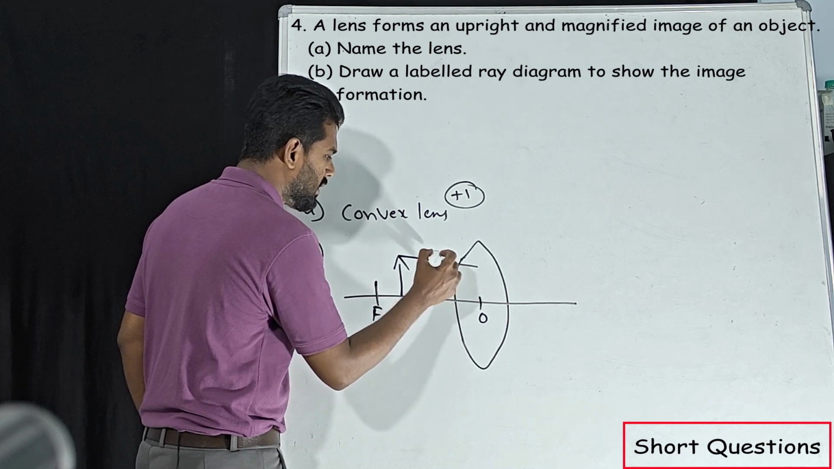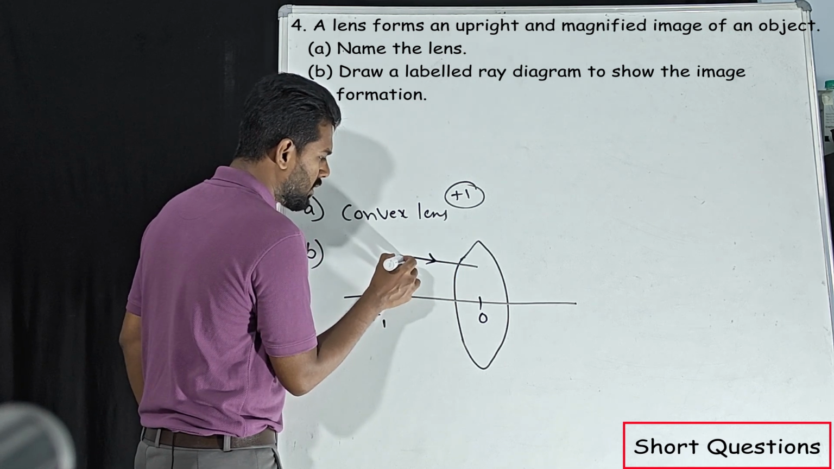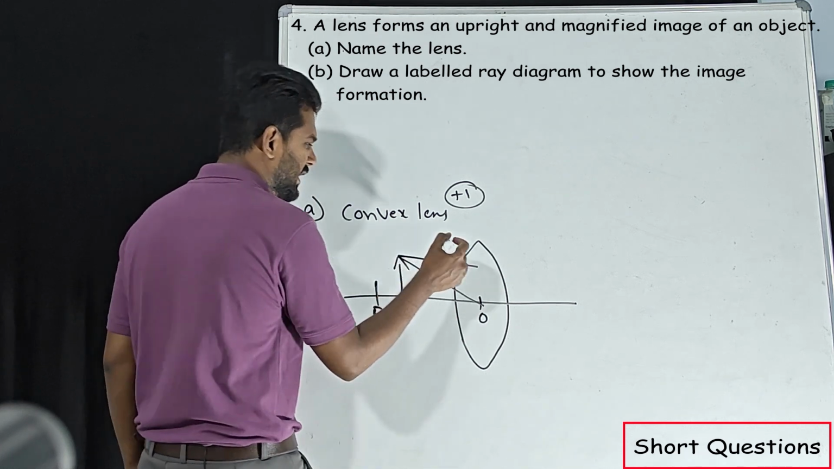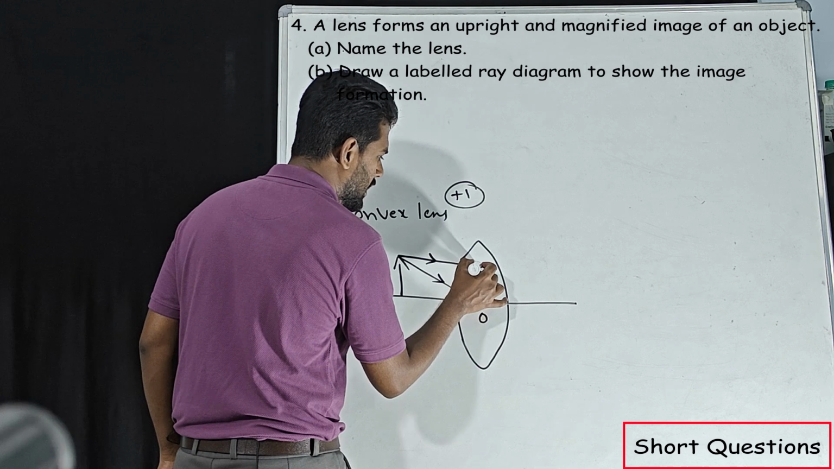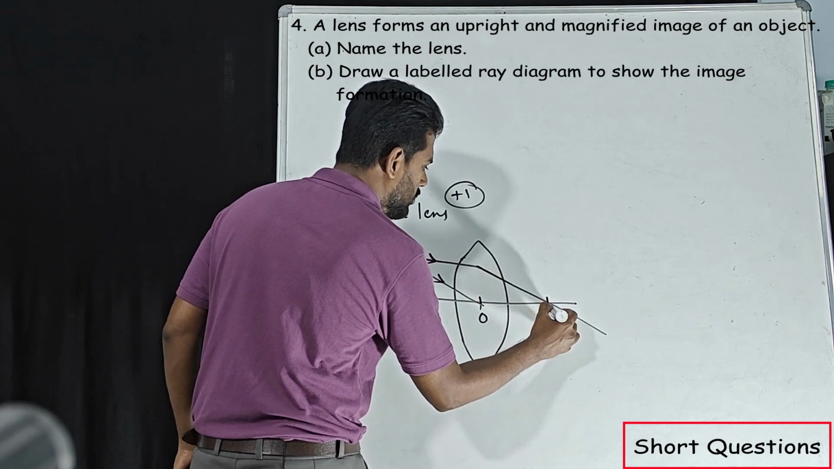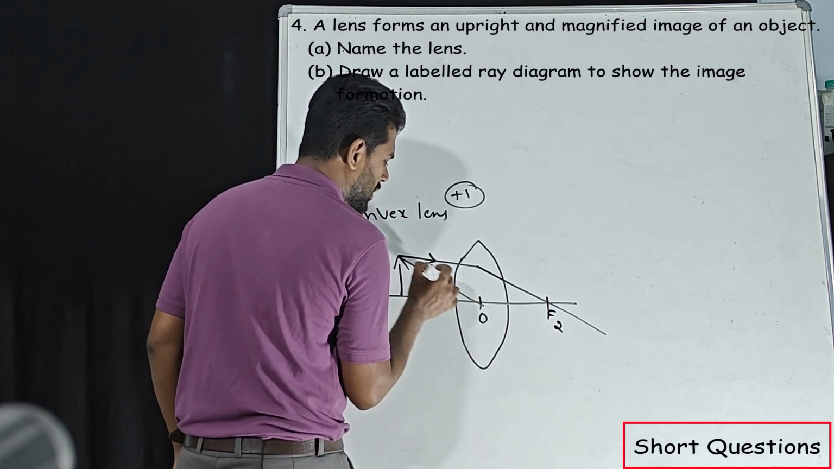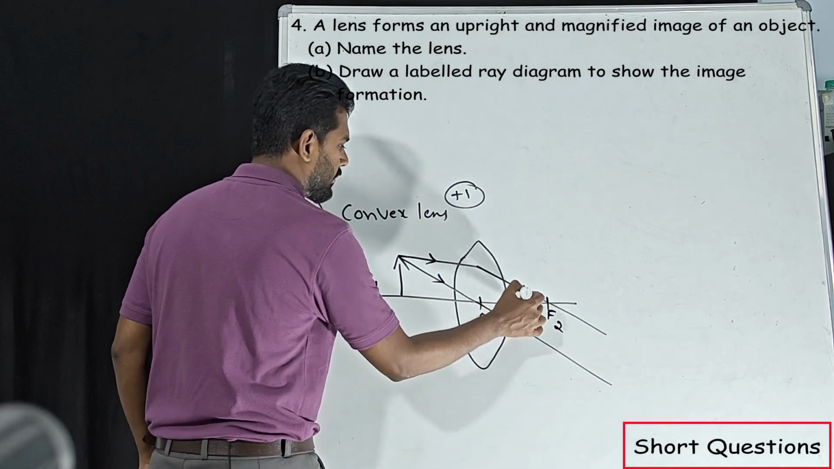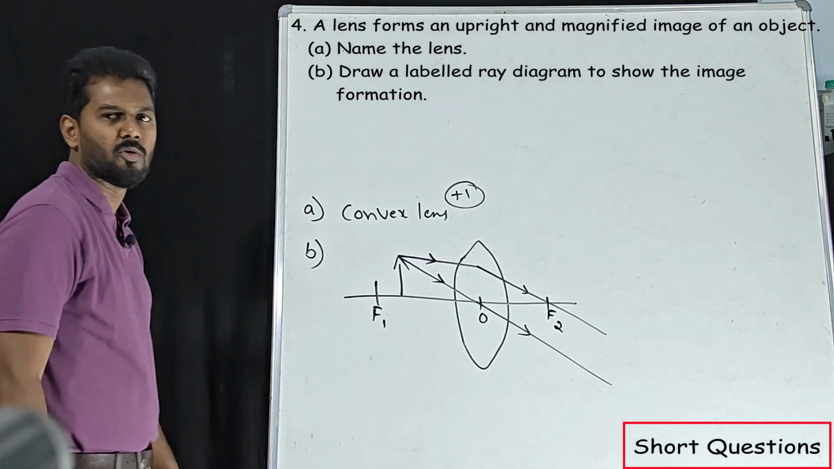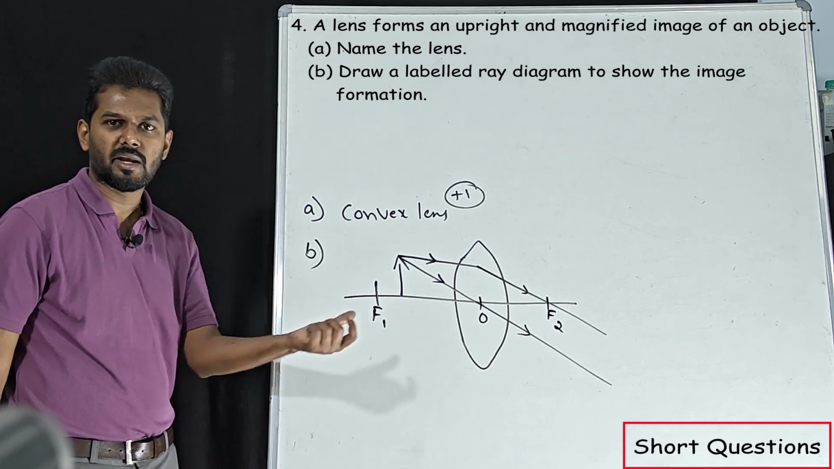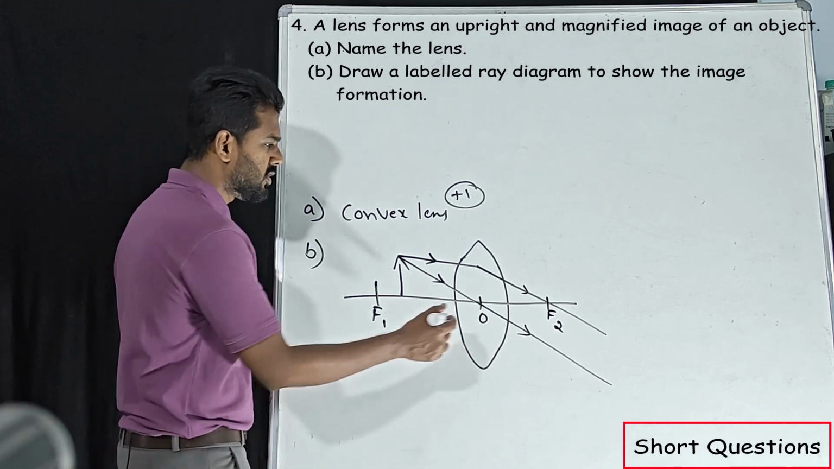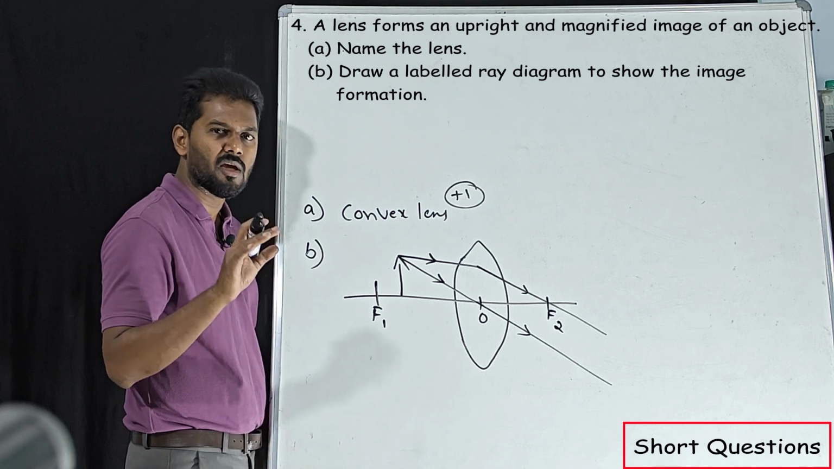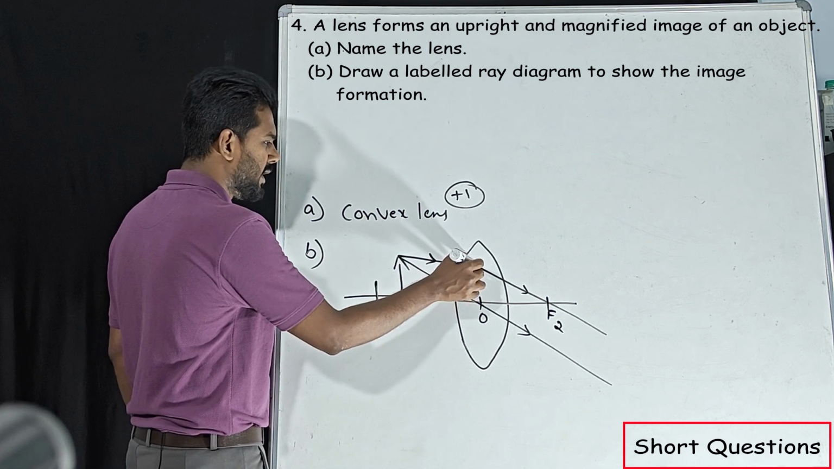So draw one parallel ray and one passing through the optic center. If the ray is parallel, it passes through F2. If it is passing through the optic center, it will pass just like that. So these rays are never going to meet. This is what we have learnt in the ray diagrams concept video. They are never going to meet, that means definitely we are going to get the virtual image.